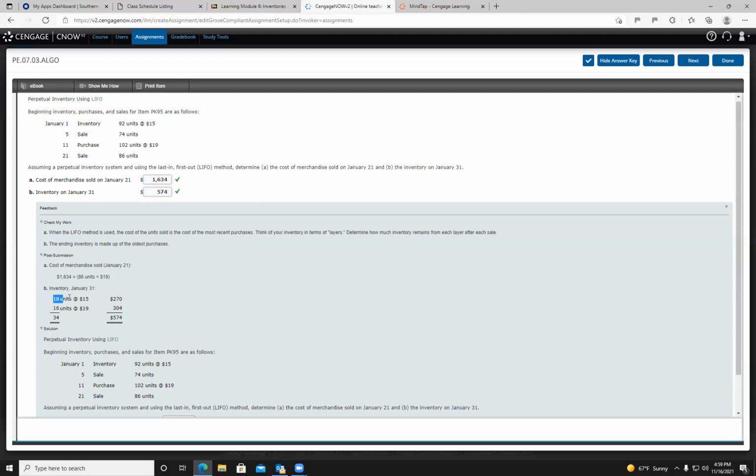If we come down here, we can see the math. I highlighted it so your eyes can jump down to it. We take 18 units times $15 equals $270. Then we take the 16 units times $19, which gives us a value of $304. Add them together, and our ending inventory balance as of January 31st is $574.